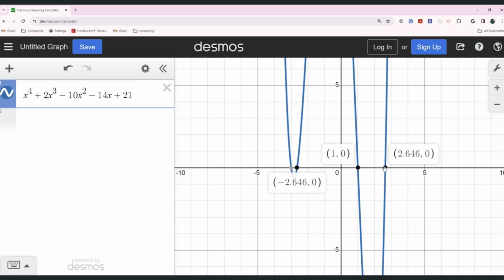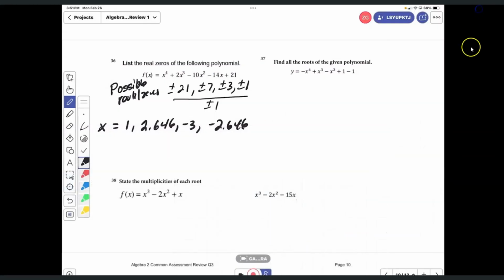If you're able to see it graphically, use that. So I have x equals 1, x equals 2.646, negative 3, and negative 2.646. If I can save time. So it's 1, 2.646, negative 3, negative 2.646.